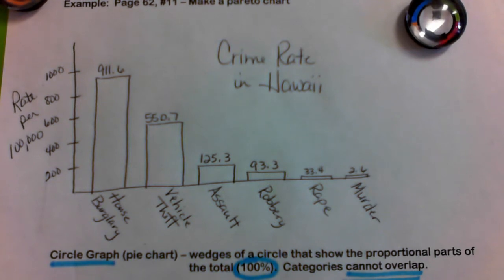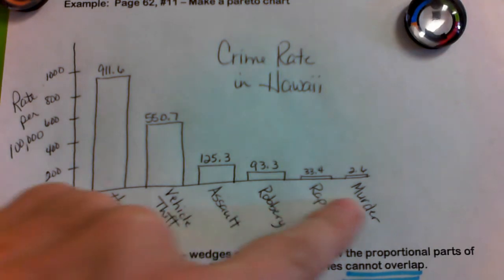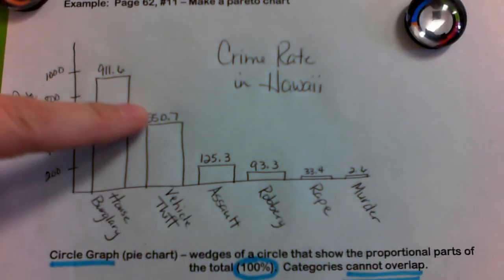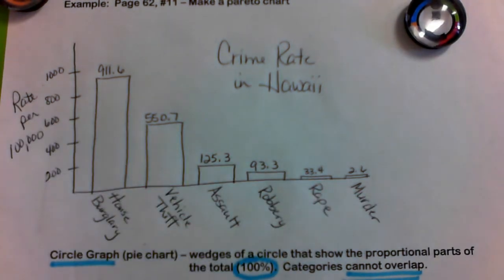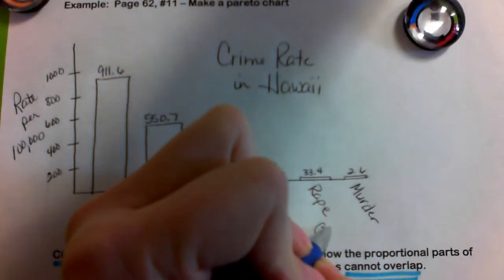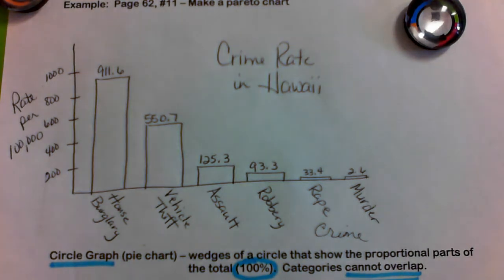So if you'll notice, these are still your crimes down here. It's just that these bars have switched because you want the tallest on the far left, and it decreases as it goes to the right. Now, notice my axes, although I forgot to write crime here. My axes are both labeled, and I have the title.